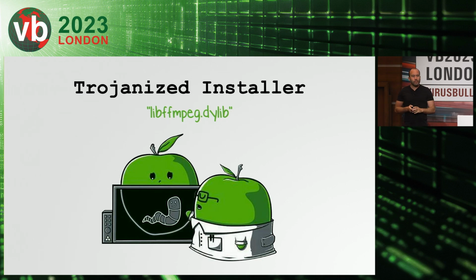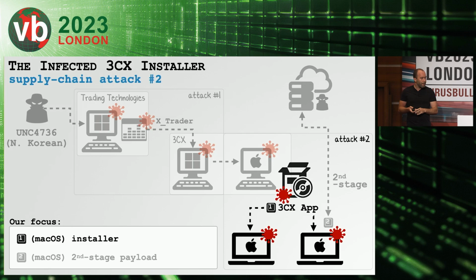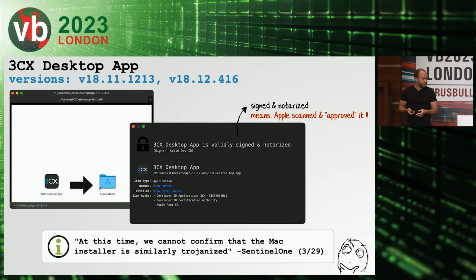Let's dive into some of the components of the 3CX supply chain attack, focusing on the macOS installer. This is the piece of the attack we're going to focus on. This is the application that 3CX developed for their Mac customers that, as we will see, was surreptitiously modified by the adversaries so that any user who downloaded and ran this application would unfortunately become infected.